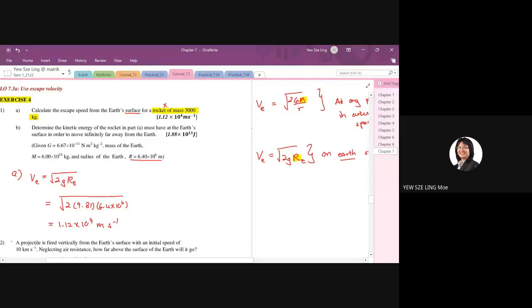Now, of course, you can use the first equation because you are given the mass of the earth as well. Then you can apply the first equation. So the first equation can be used at any position. That's why I say at any point in the outer space, above the surface. And the second equation is just valid for on the earth. So question B.